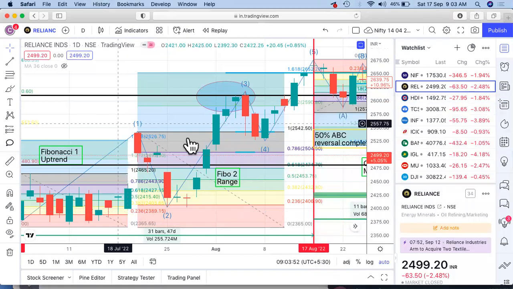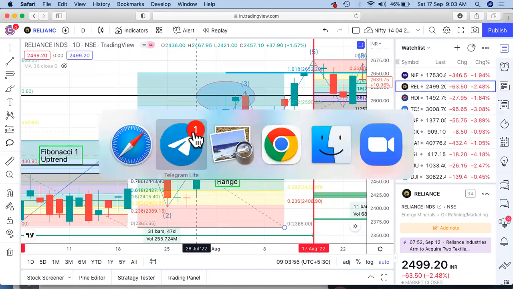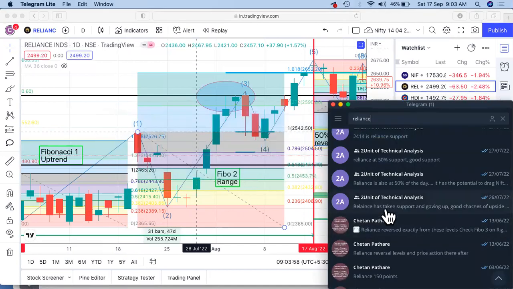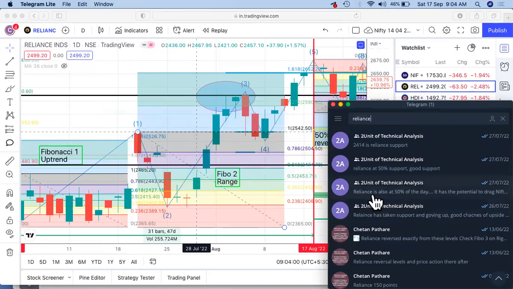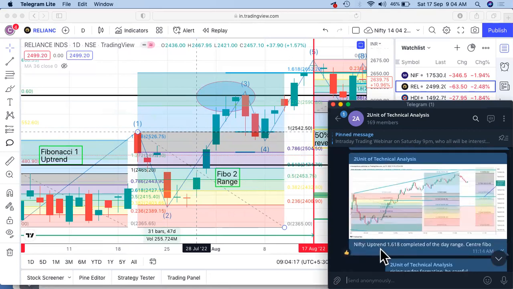Just wait a minute. This was just 28th of July, 28th, 29th. Somewhere around this part, we probably talked about how, with support of 0.8, it should move up. So this was being told, especially about that part. Reliance is also at 50% of the rate. There's the potential to drag down, and probably with that it was also going up further.